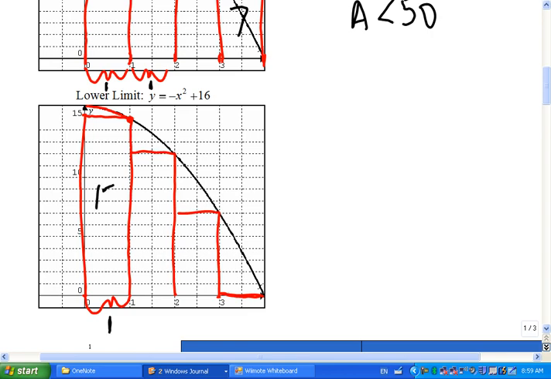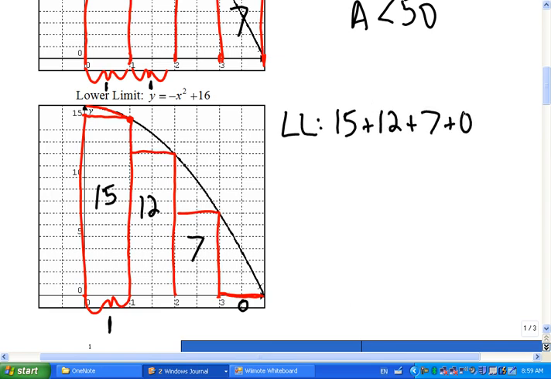For the first one, the height is 15, so the area would be 15. Then the area would be 12, then 7, and 0. So my lower limit would be 15 plus 12 plus 7 plus 0. Adding this up, I'd have 34. So what I can then say from the two things we just did is that the area has to be somewhere between 34 and 50.